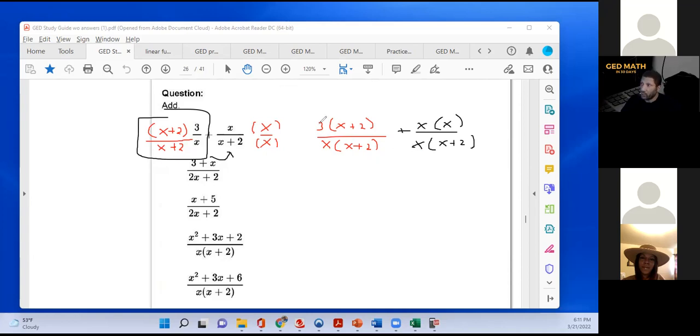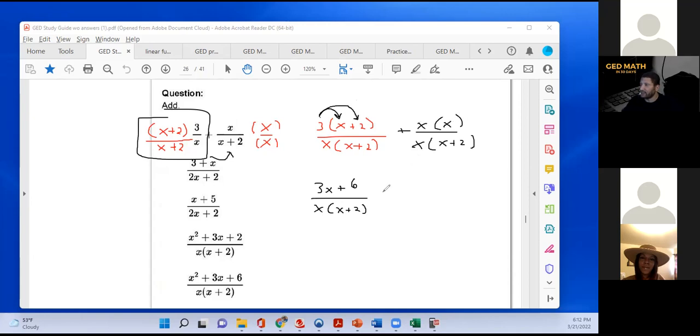So on the top, we're going to distribute this 3. If I have this 3 on the outside of X plus 2, what do I need to do first? Multiply 3 times X. What's 3 times X? 3X. And then what am I going to multiply next? 3 times 2. Yep, that gives you what? 6. Over X times X plus 2.